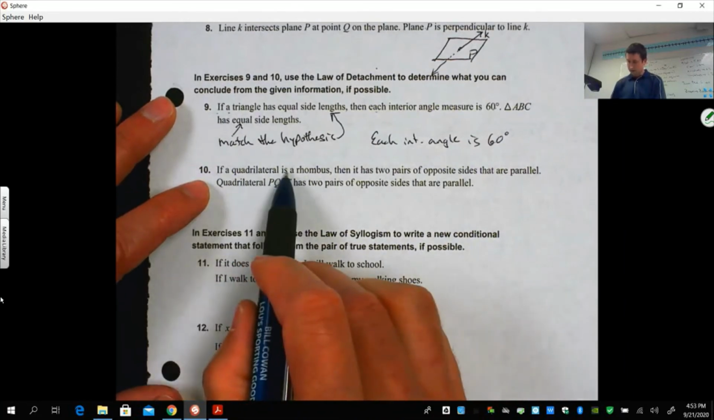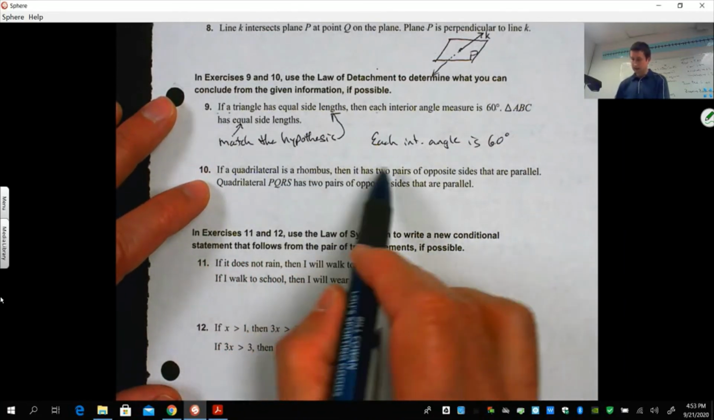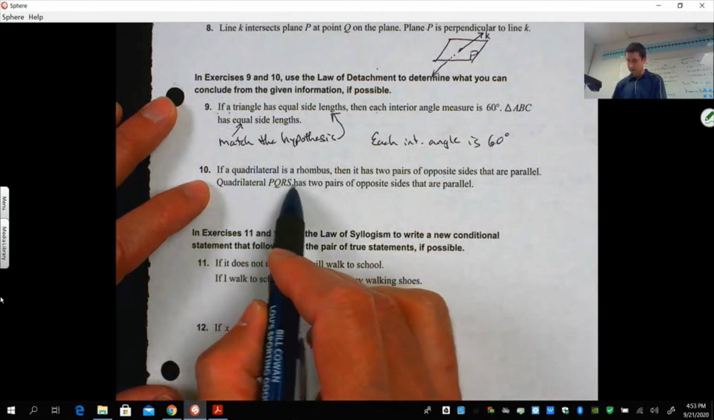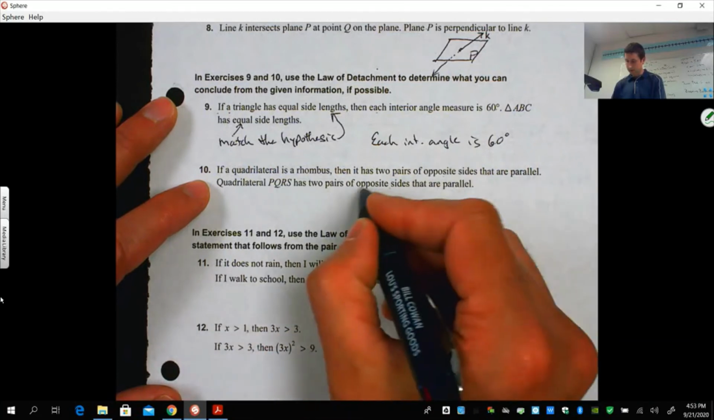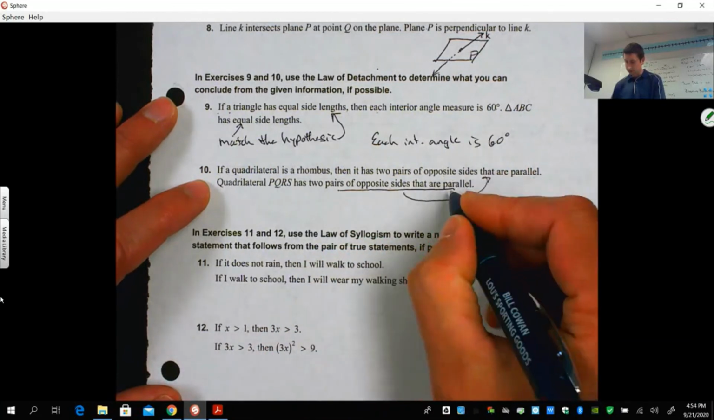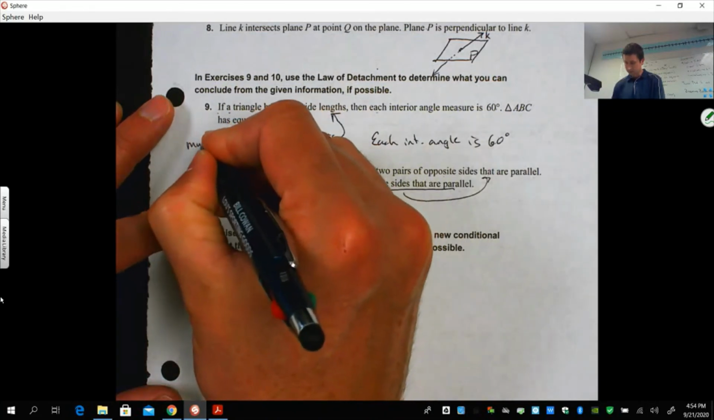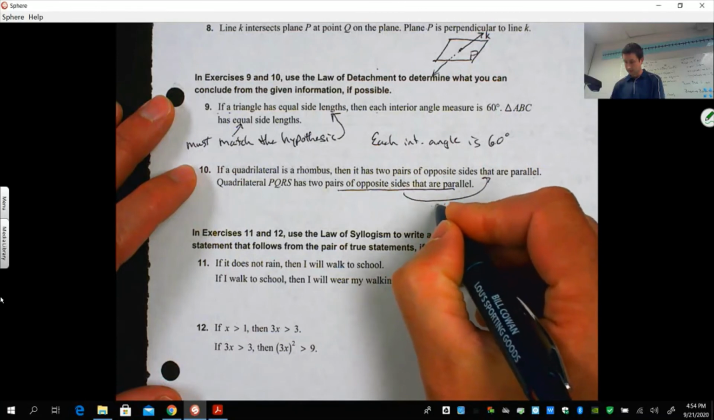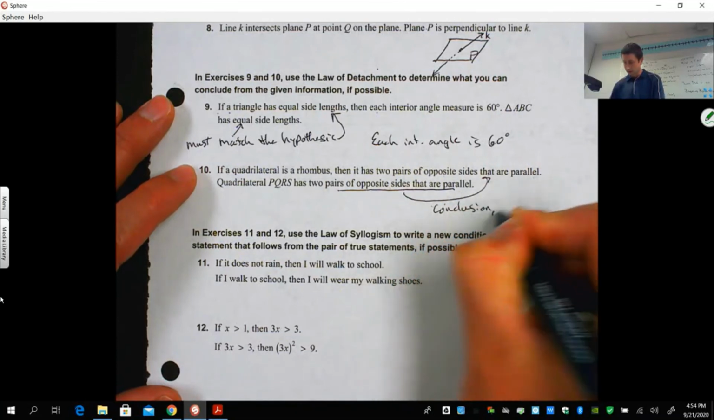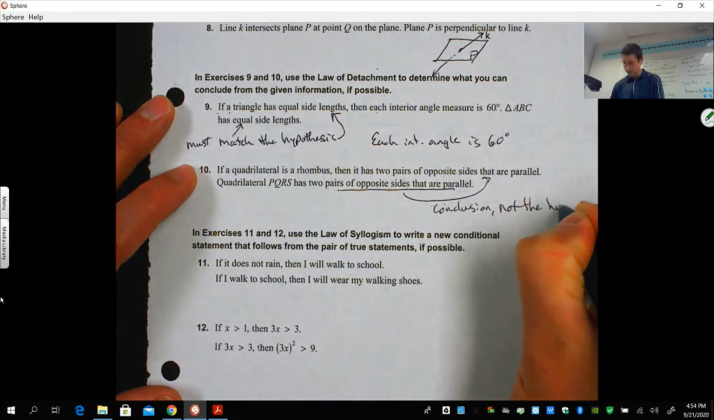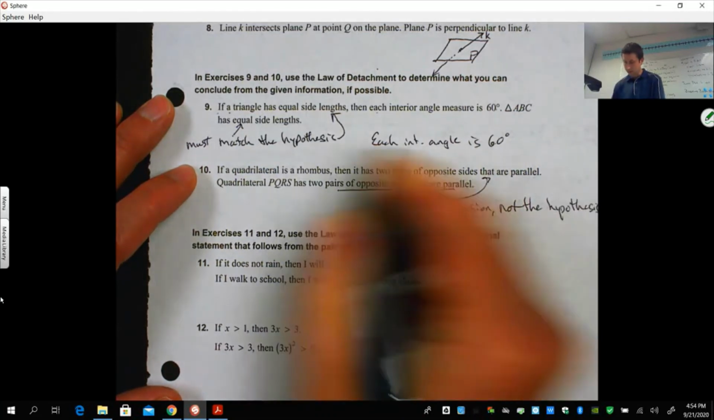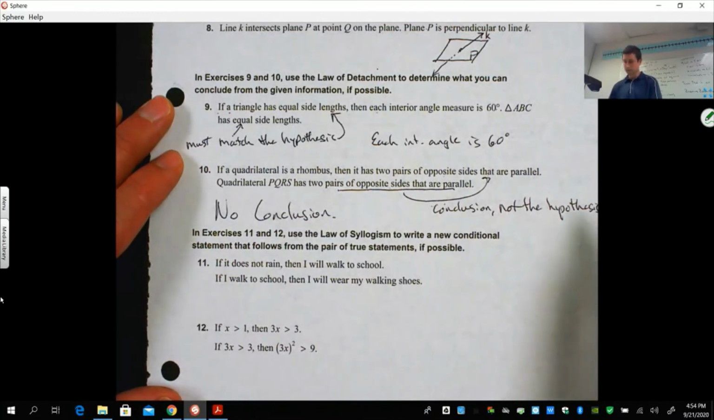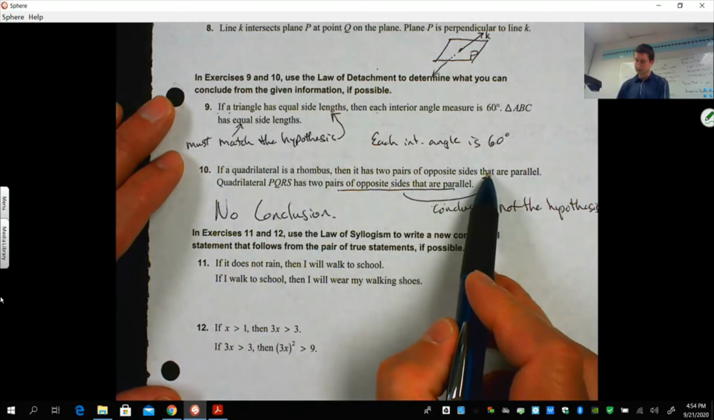If a quadrilateral is a rhombus, then it has two pairs of opposite sides that are parallel. Quadrilateral PQRS has two pairs of opposite sides that are parallel. Notice this matches the conclusion. Let's go back up here. That must match the hypothesis. So this matches the conclusion, not the hypothesis. So this is a time when you get to say no conclusion. So this statement right here is matching the conclusion, not the hypothesis.